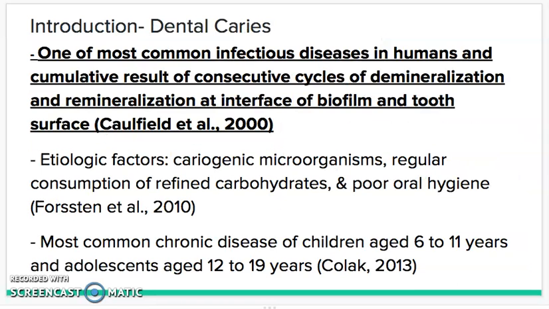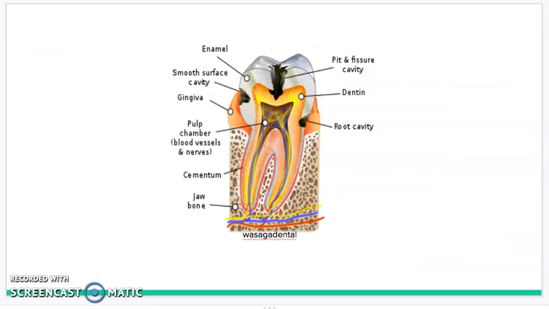Moving on to dental caries. Now, dental caries is actually one of the most common infectious diseases in humans, and things that cause dental caries, of course, are poor oral hygiene, cariogenic microorganisms and different things that you eat, and different consumption of refined carbohydrates can really affect these dental caries. And of course, poor oral hygiene is definitely something that causes it. Dental caries are also one of the most common diseases in the mouth among teenagers and adults.